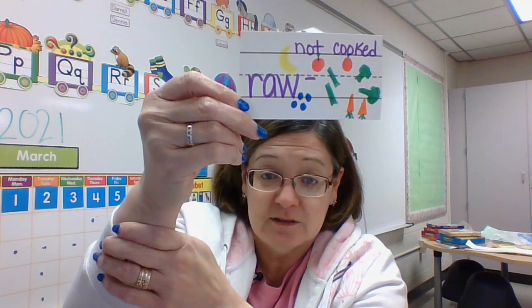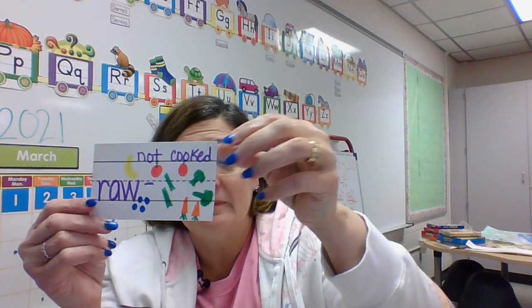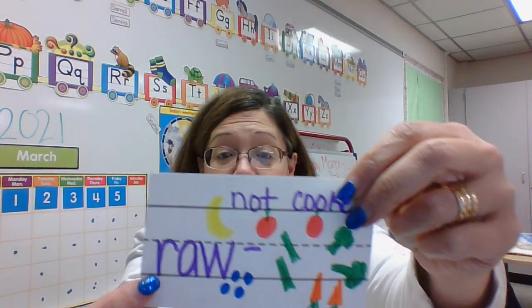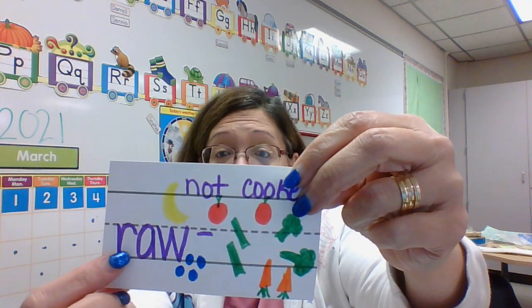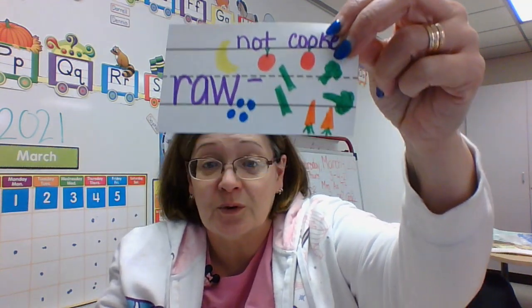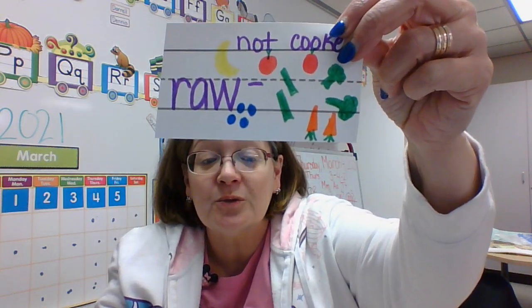Not cooked. That means you haven't put it in the microwave, haven't put it in the oven, haven't put it on the stove, the burners. It's not cooked. And you can eat it. It's good for you. Okay, let's look at the word raw. Raw. It has an R at the beginning. Let's count the syllables.